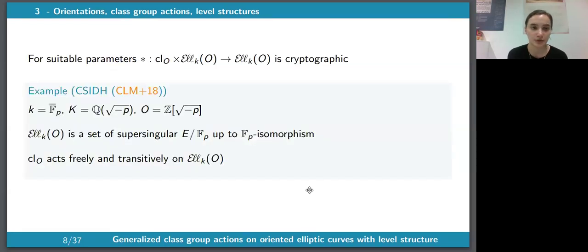Now we know that for suitable parameters, such an action is cryptographic, and a prime example is CSIDH. There we take as base field a field of prime characteristic p, and we take primitively O-oriented supersingular elliptic curves where O is taken to be the order Z[sqrt(-p)] in Q(sqrt(-p)). And it turns out that L_K(O) is then a set of supersingular elliptic curves defined over F_p, up to F_p-isomorphism. And we know that the class group of Z[sqrt(-p)] acts freely and transitively on such a set.